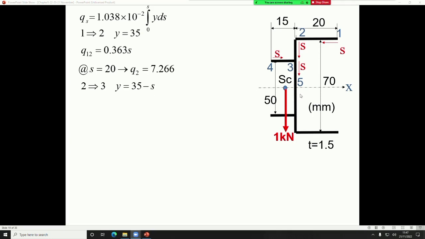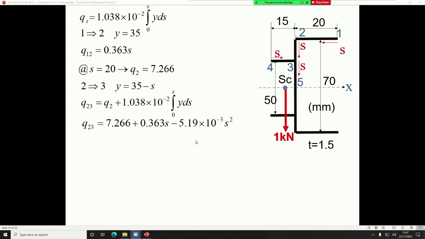So this is for this bit of the panel, 2, 3. At point 2, the shear flow is 7.266. It gives us a quadratic distribution.